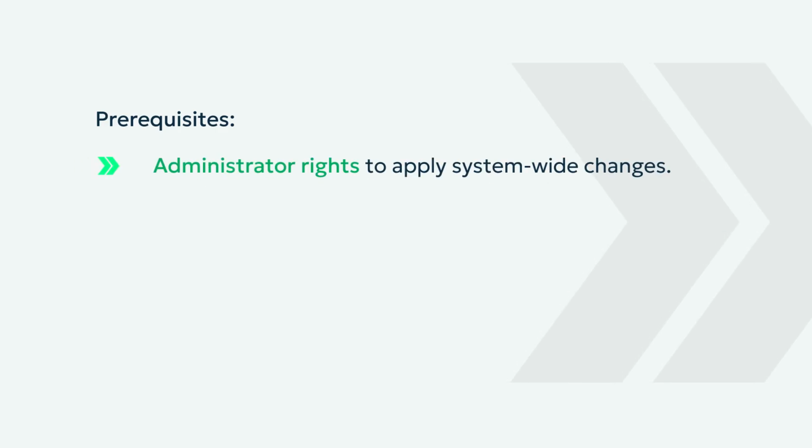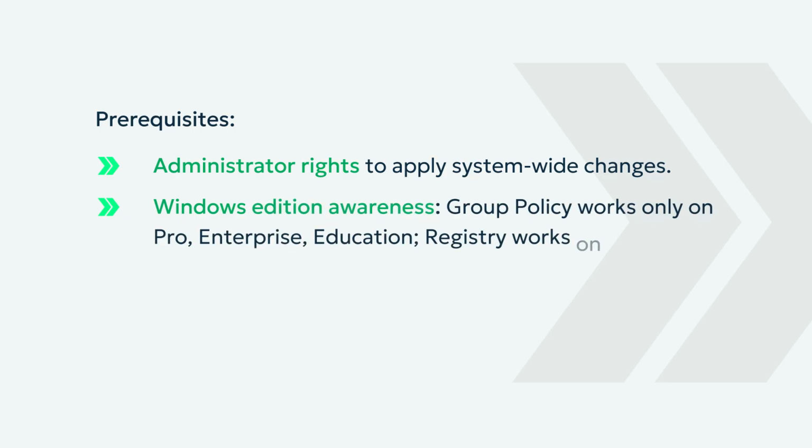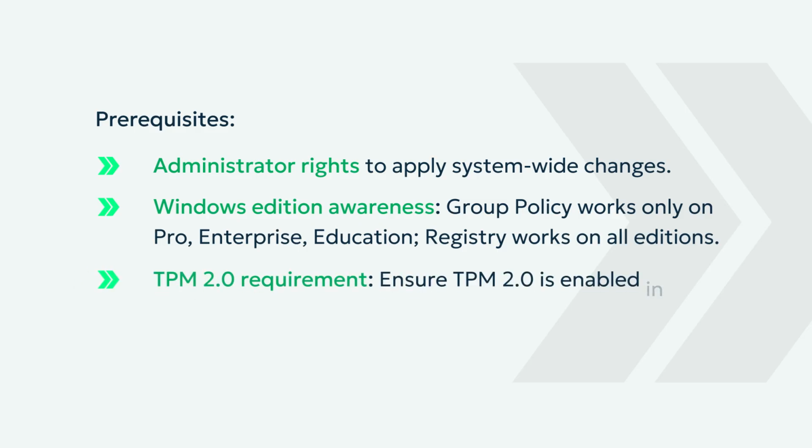Before we begin, make sure you've got a few prerequisites covered: administrator privileges to enforce system-wide changes, Windows Edition awareness, Group Policy Editor is limited to Pro, Enterprise, and Education editions, while registry edits work on all editions. TPM 2.0 enabled in your system's BIOS or UEFI firmware. Run tpm.msc to confirm the specification version is 2.0.